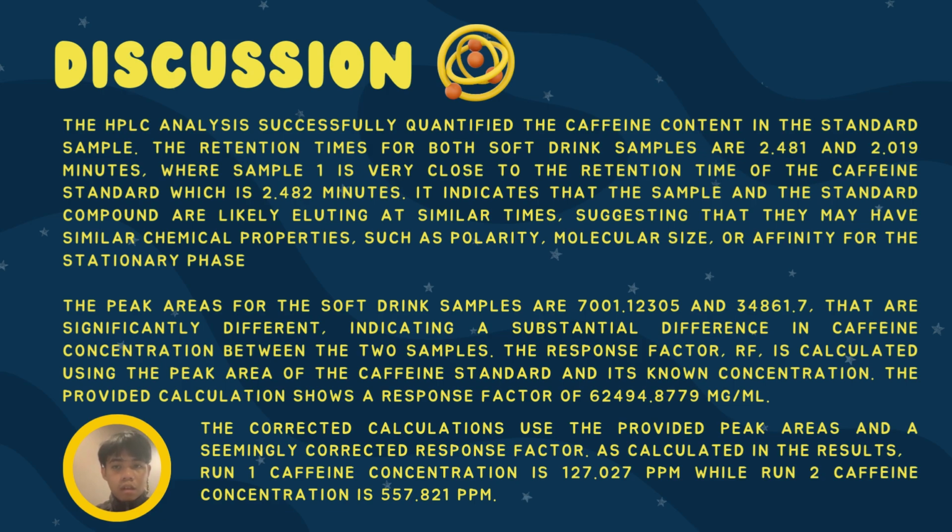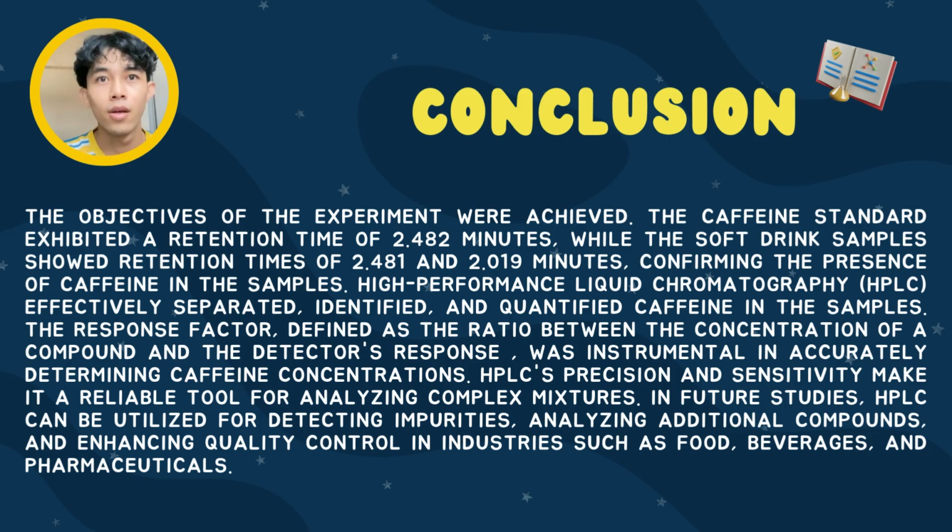The corrected solution used the provided peak areas and the calculated response factor. The first caffeine concentration is 127.027 ppm, while the second result of caffeine concentration is 557.821 ppm. So the conclusion is that the objectives of the experiment were achieved.